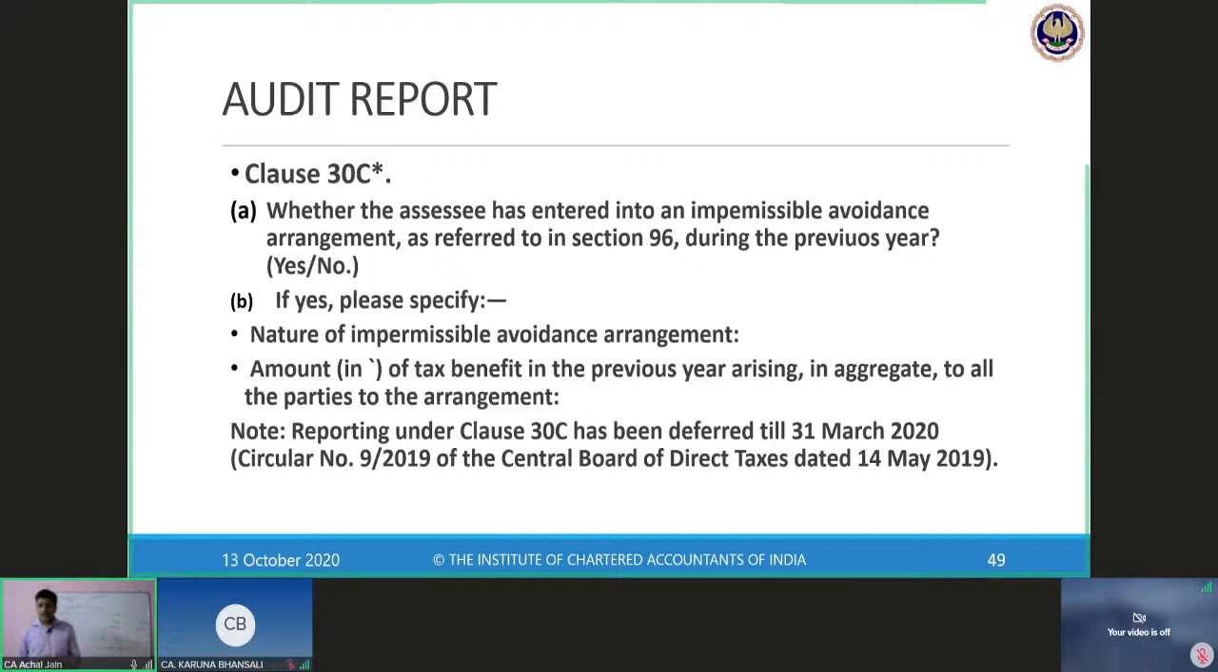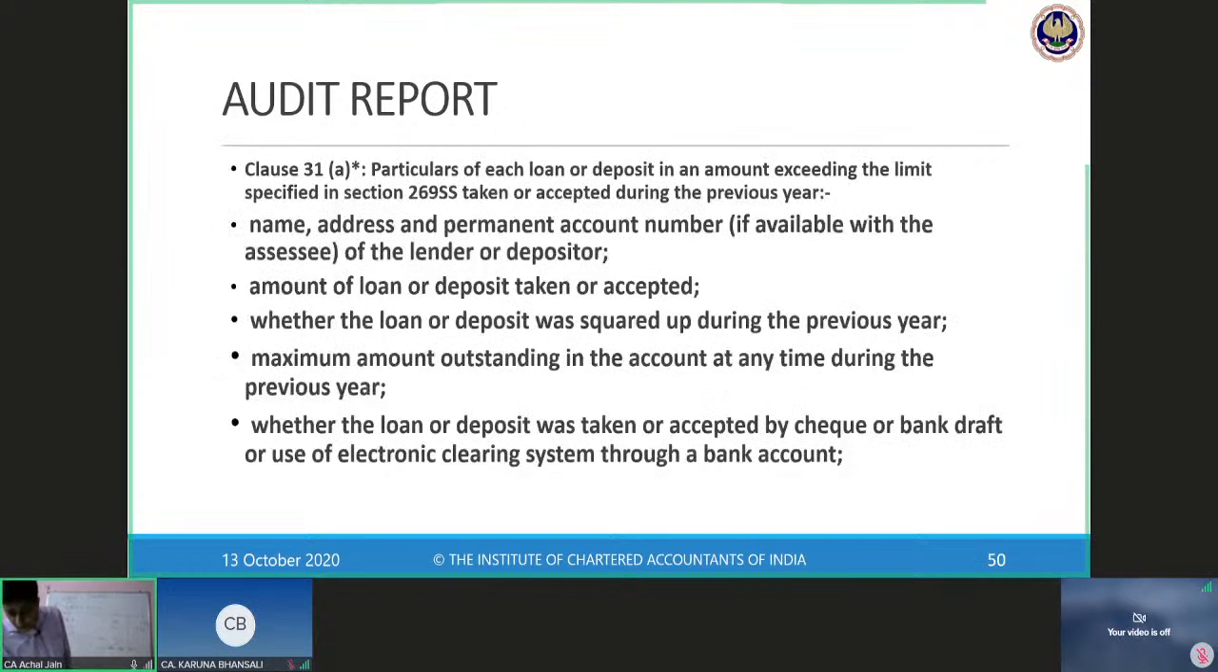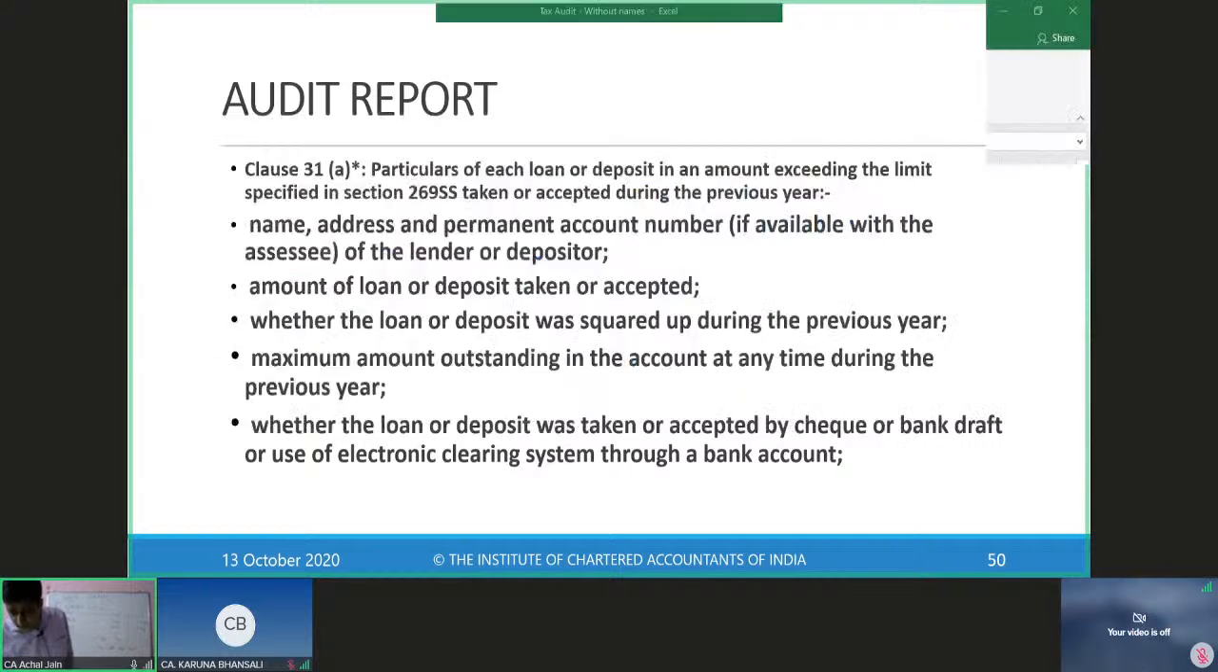As regards this 30C, which is in the context of section number 96, wherein the assessee has entered into an impermissible avoidance arrangement, we are not really getting into too much detail around it, because this clause in any case has been deferred. This is not really required to be reported. So that's why I will not spend too much time around this.